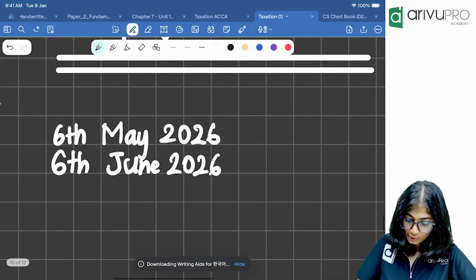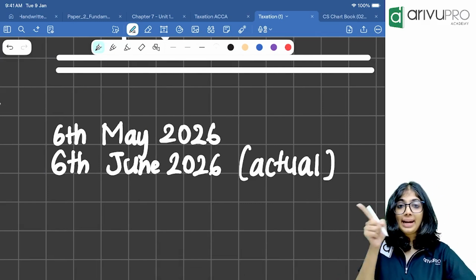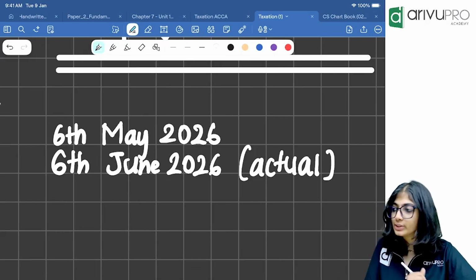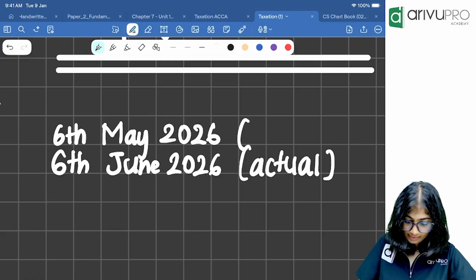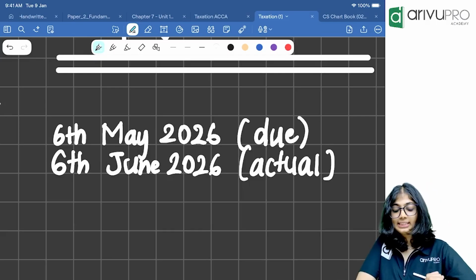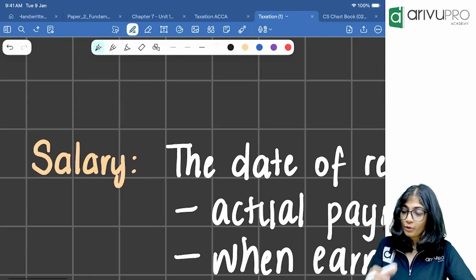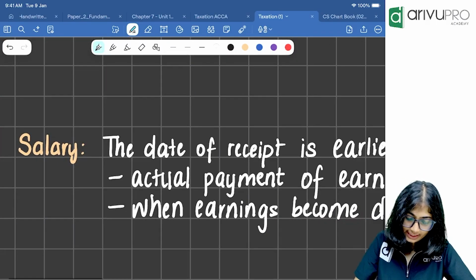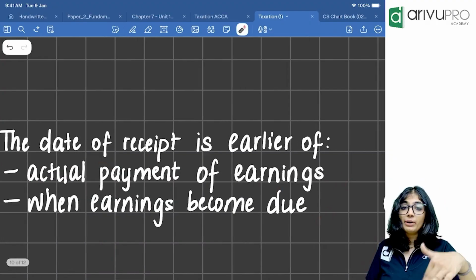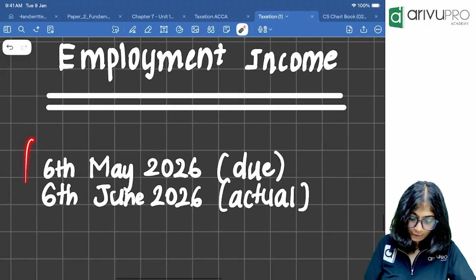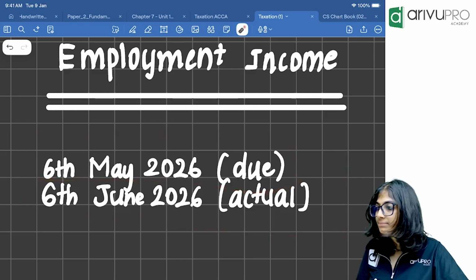So this is actual, right? This is when I actually received the payment. When did I become entitled to receive the payment? When am I supposed to receive the payment? When were earnings actually due? 6th May 2026. So when you're calculating salary for your taxation purposes, the date of receipt is the earlier of these two: when you actually receive the payment and when earnings become due. Out of these two dates, the earliest date is chosen, May 2026, not June.